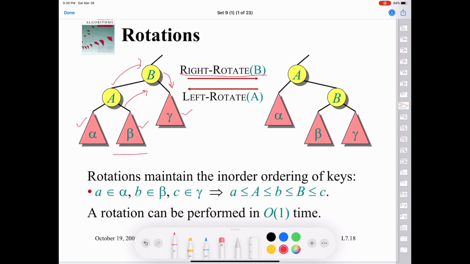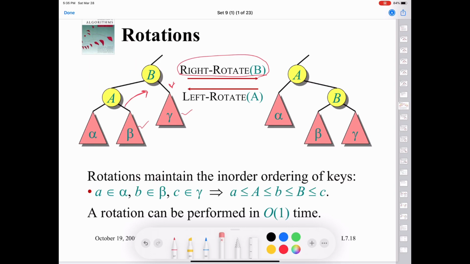So you see, as B moves down, I'm going to highlight here, A moves up, and this child, the beta, is now attached to B. That is what happens when you right rotate B on this particular figure here. So let's erase all this so that we can look at left rotation.